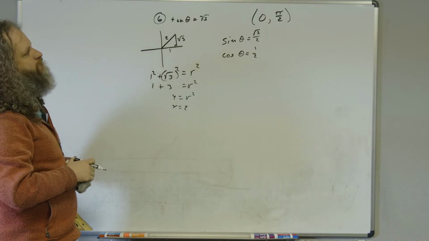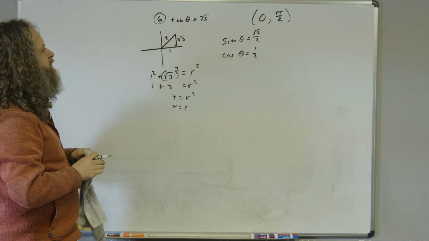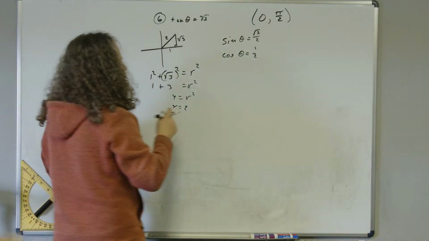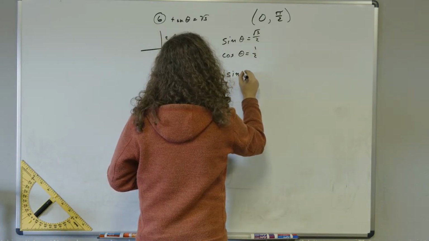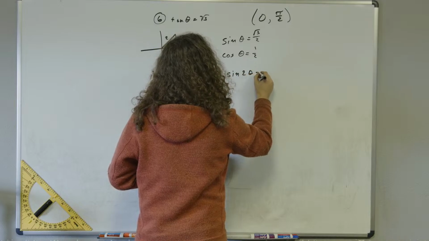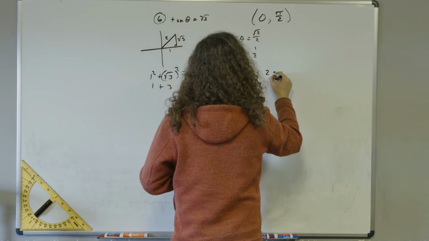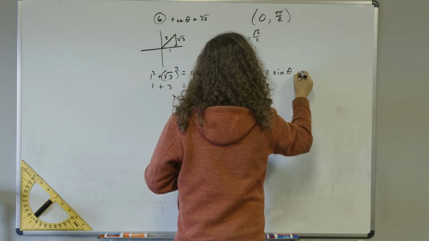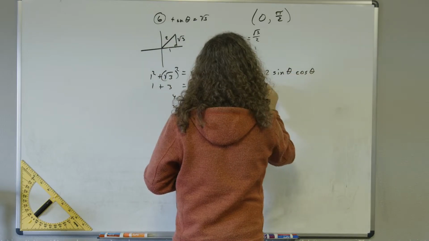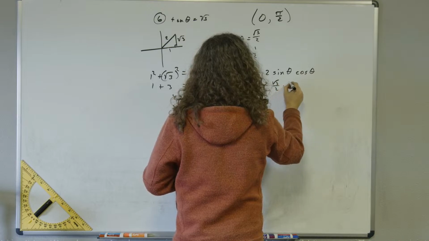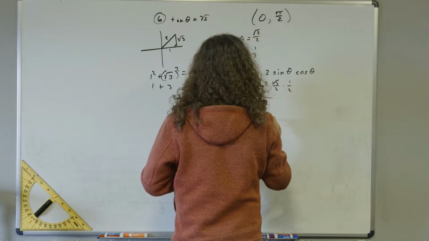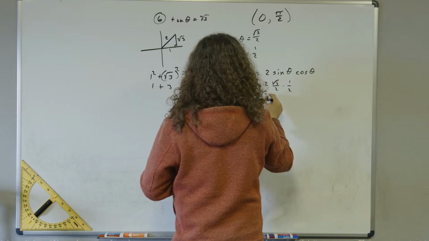Now what? The double angle identities. Double angle identity, sounds great. So double angle identity for sine is what? 2 sine times cosine. 2 sine theta, cosine theta. So 2 times square root of 3 over 2 times 1/2, which would be the square root of 3 over 2.